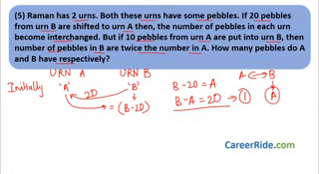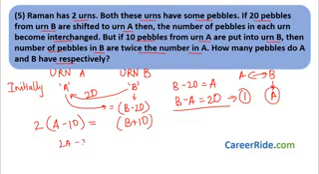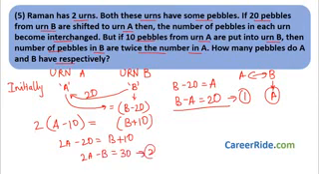Now a new condition is given, without considering any old thing. If 10 pebbles from A are put into B, so 10 pebbles are removed from A, and they are put into B. So B will be B plus 10. Then the number of pebbles in B are twice the number in A. So twice the number in A is equal to B plus 10. What do we get over here? 2A minus 20 equal to B plus 10. So that would be 2A minus B equal to 30. This is our second equation.